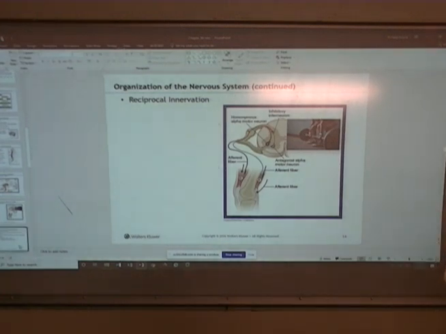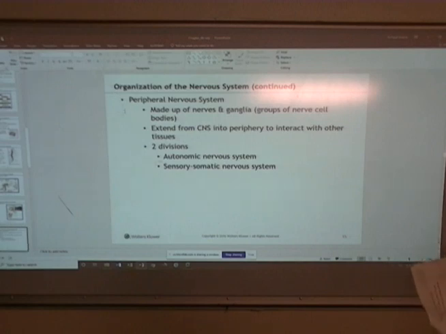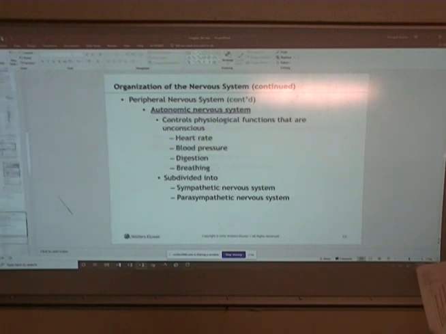Let's go quick. Okay, peripheral nervous system. Anything outside the brain and the spinal column is divided into autonomic and sensory. The autonomic nervous system is responsible for unconscious function. So our heart rate, our blood pressure, typically our breathing, although we do have some voluntary control over our breathing, but typically our breathing is controlled involuntarily. Digestion, things like that.